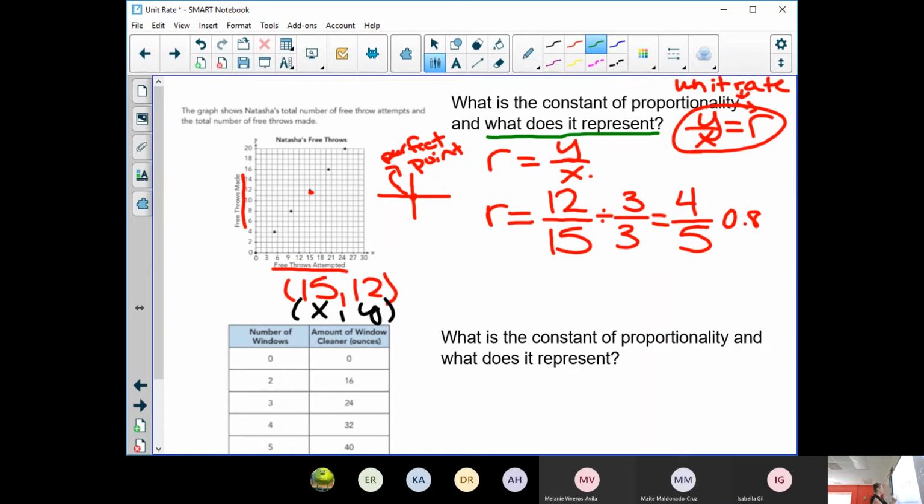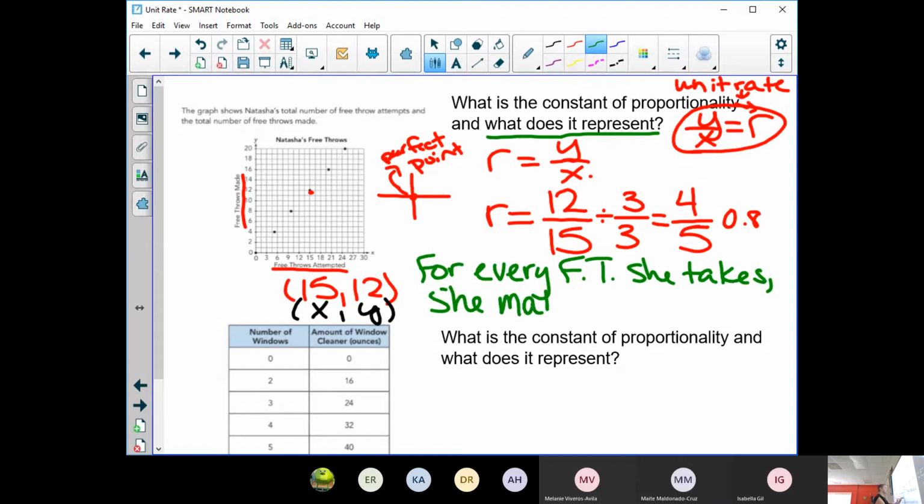So if we talk about in terms of free throws attempted, we could say for every, and I'm going to abbreviate free throw, she takes or attempts, she makes 4/5 of them. So for every free throw she shoots or attempts, she's going to make 4/5 of them.